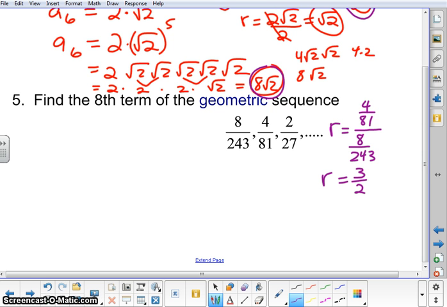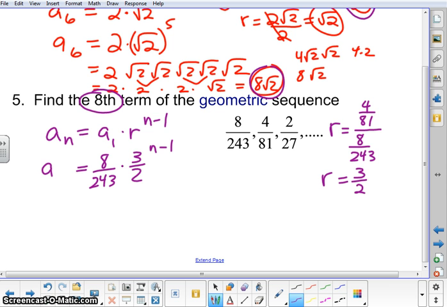Okay, so let's go to the formula. A sub n equals the first term times r to the n minus 1. In this case, the first term is 8 over 243, and the ratio is 3/2 to the n minus 1. And then we are trying to find the 8th term. So n is going to equal 8. So I should also put an 8 right here, 8 minus 1.